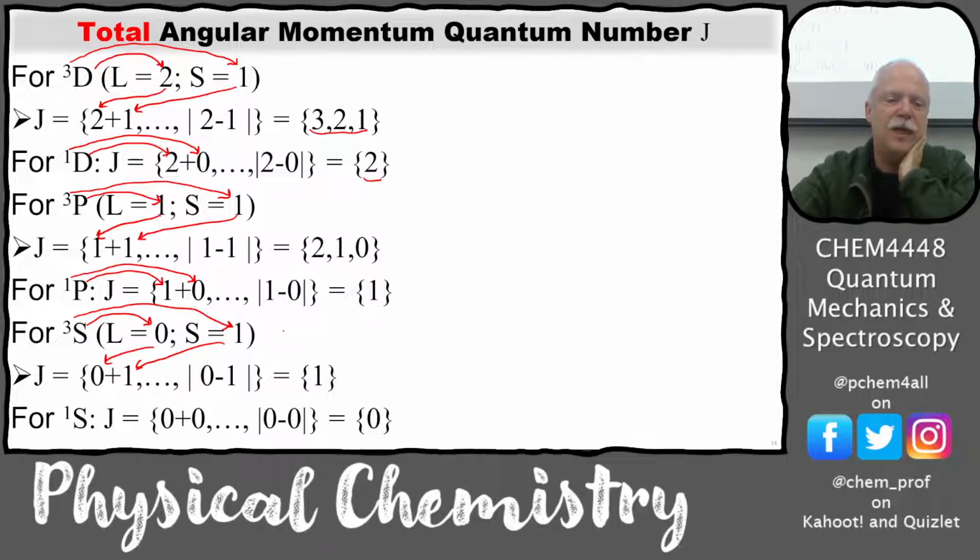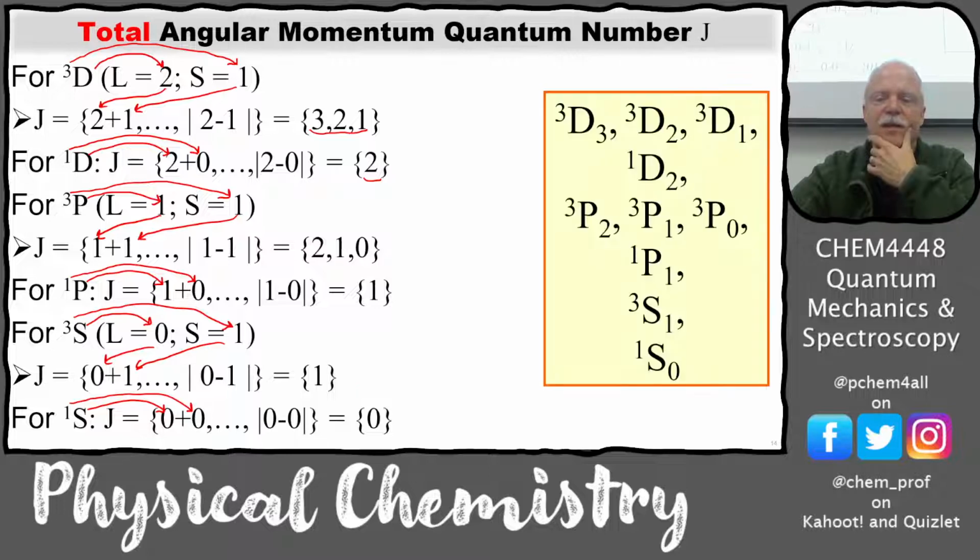Okay. And so then for the singlet S, the angular momentum S means L is 0, the singlet means that S is 0, and again, we have a single term there. So these are all of the terms for carbon. Triplet D, 3, 2, 1; singlet D2; triplet P, 2, 1, 0; singlet P1; triplet S1; and singlet S0.